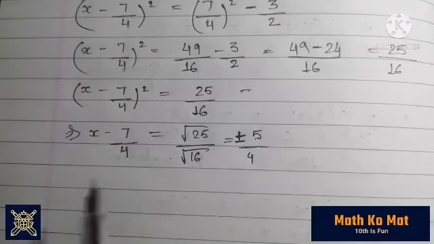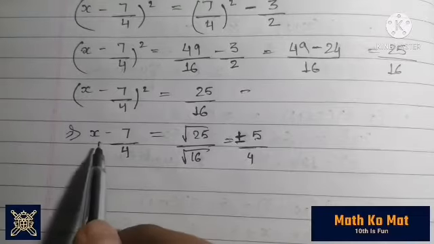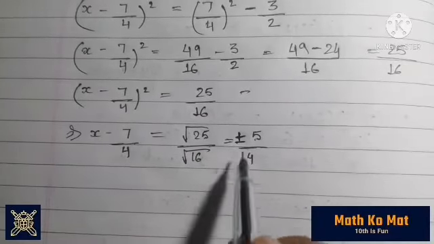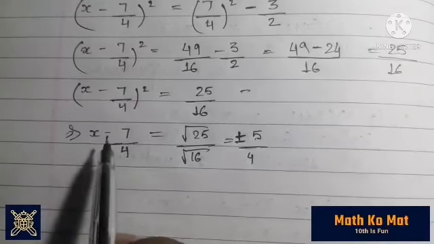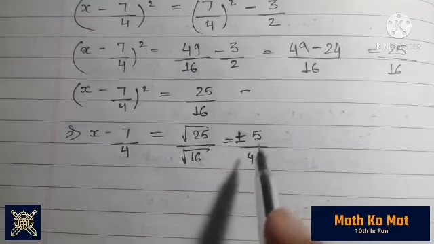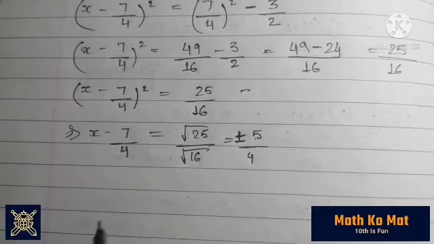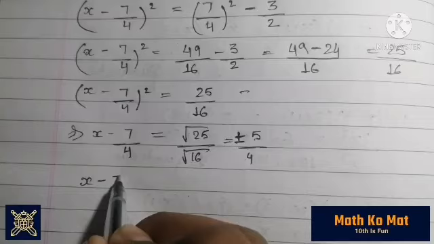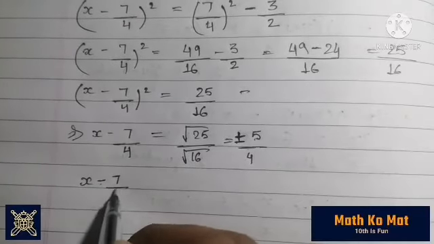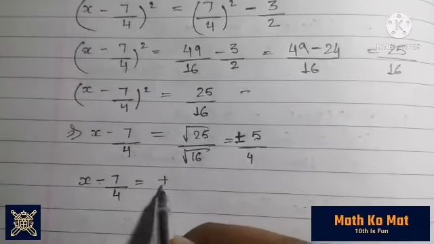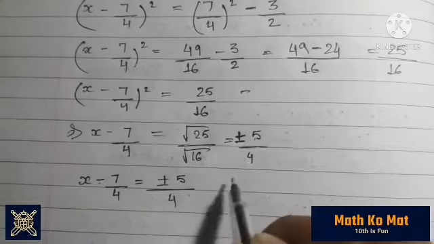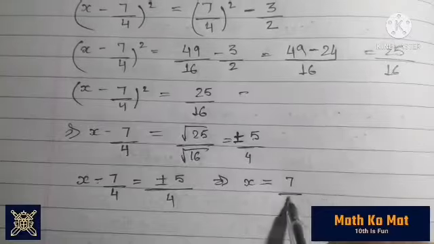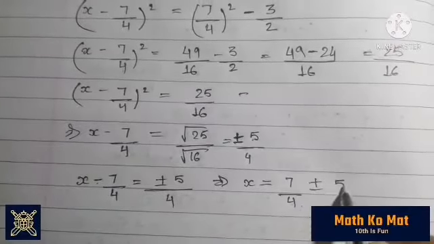Now what you are getting is that one value of x could be x is equal to 7 by 4 plus 5 by 4. The other can be x is equal to 7 by 4 minus 5 by 4. So this is the last step. Let's do it also. So from this line what we get is x minus 7 upon 4 is equal to plus minus 5 upon 4, and this implies that x is equal to 7 upon 4 plus minus 5 upon 4.